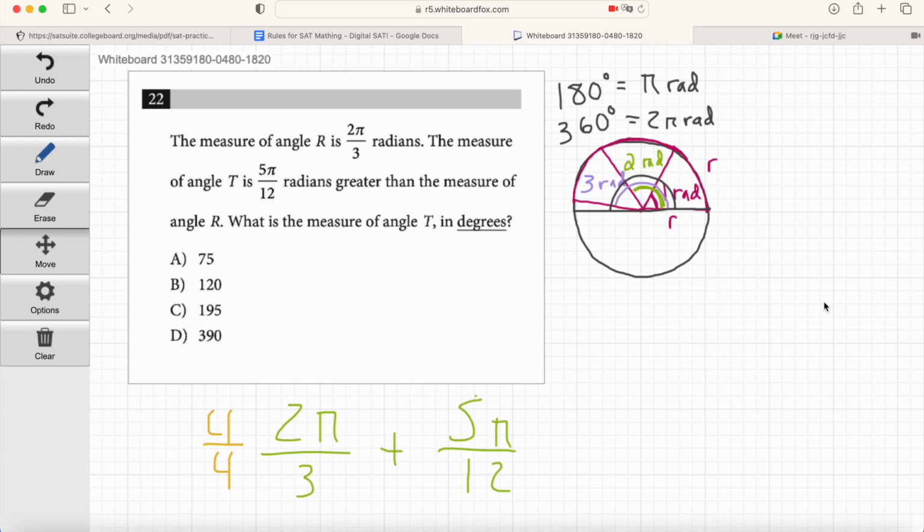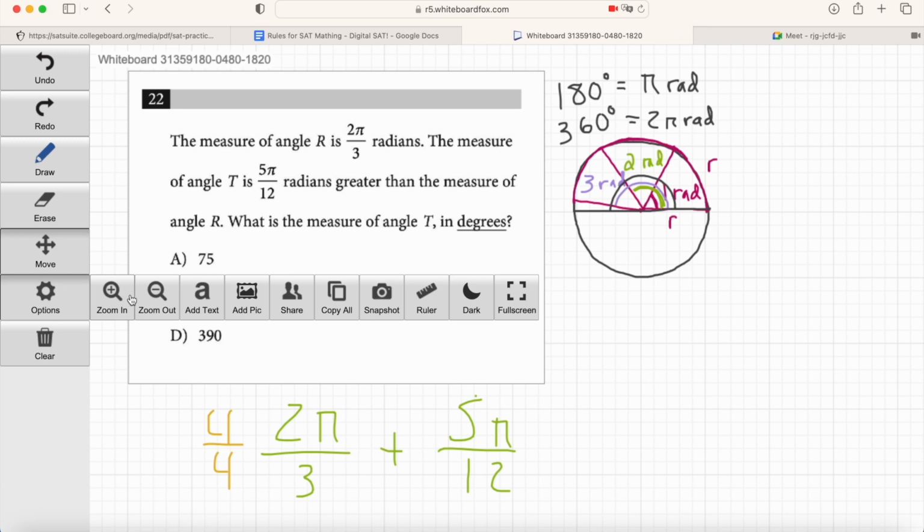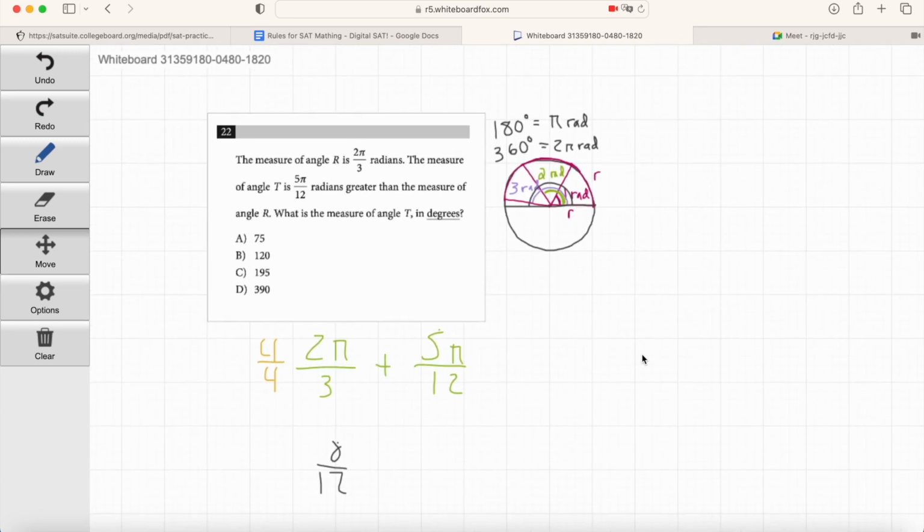But if we do that, what do we get? We get 8 pi on top. Don't forget that pi, we're going to need it there. So 8 pi over 12 radians. Let's add that to 5 pi over 12 radians. We're looking good, Tanner.